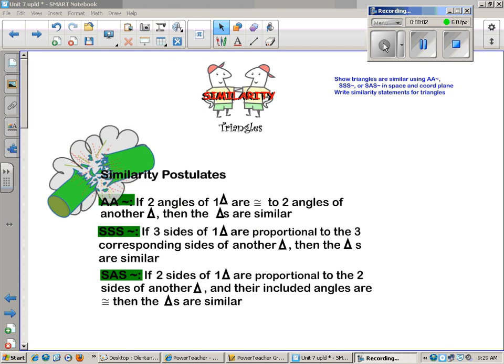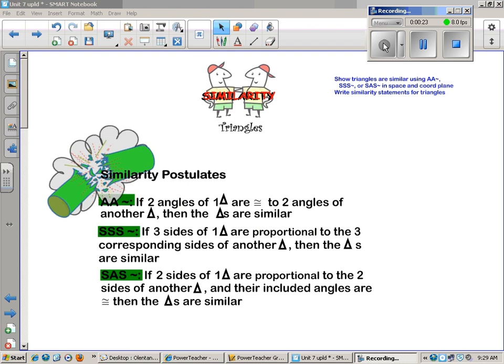Let's talk about the similarity postulates. They're just like the shortcuts we learned for congruence. Remember, like angle, angle, side, and side, side, side, and angle, side, angle, and all those for congruence. Well, there's 3 shortcuts for similarity, too. We're going to learn those shortcuts. We're going to apply them just like we did for congruence.